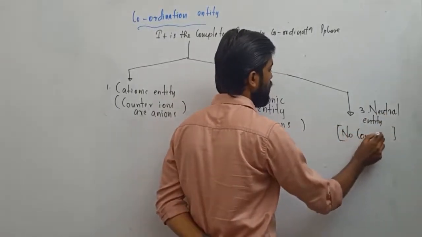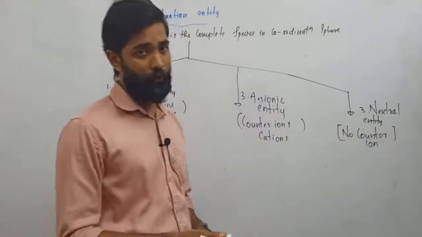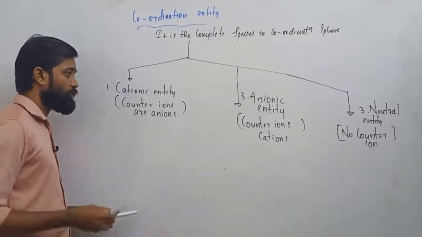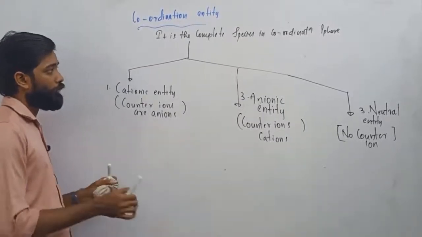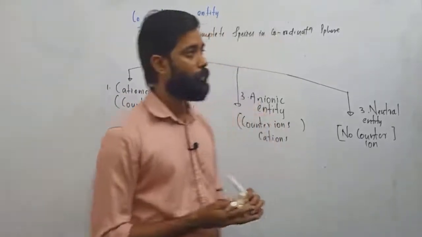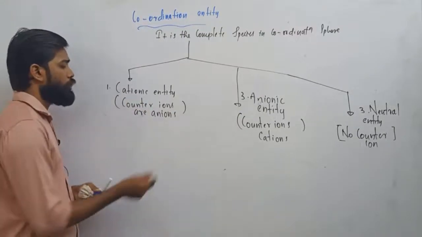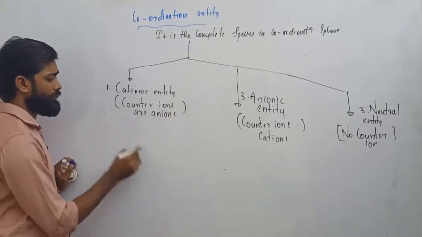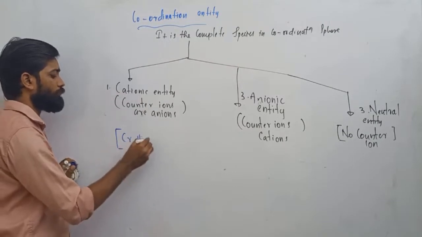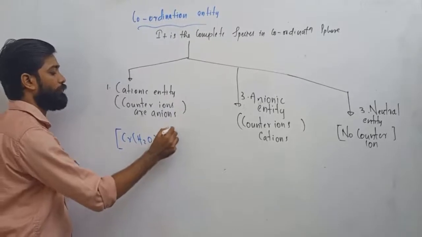So there are basically three types of entities. The nomenclature mainly depends on the nature of the entity, so we'll discuss the nomenclature in terms of entity. Our next topic is nomenclature, but before that, the last important term, coordination entity. So cationic entity means an entity of charge what? This belongs to a cationic entity.